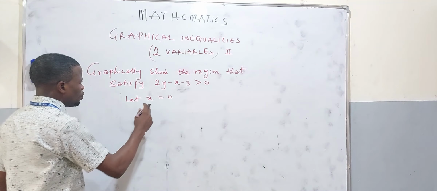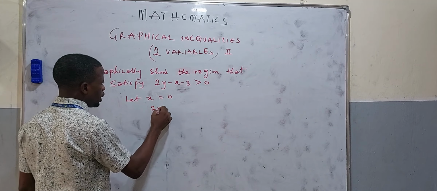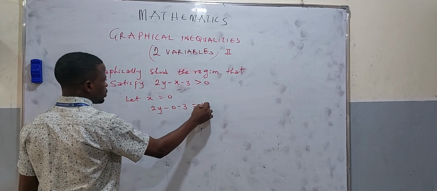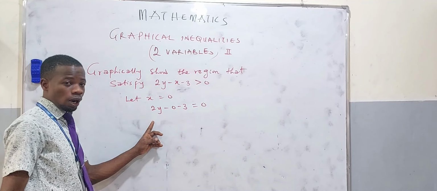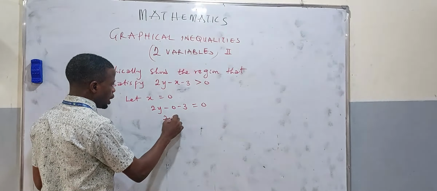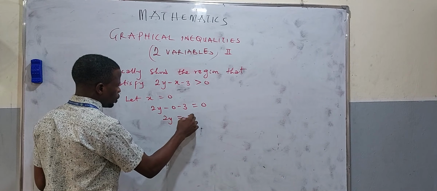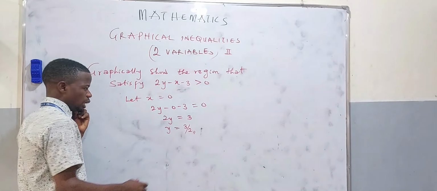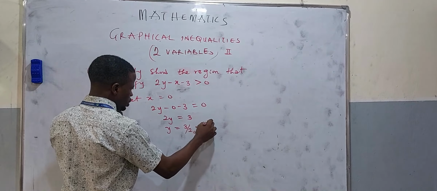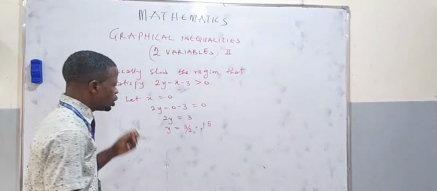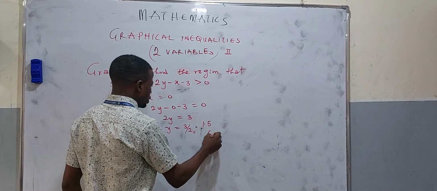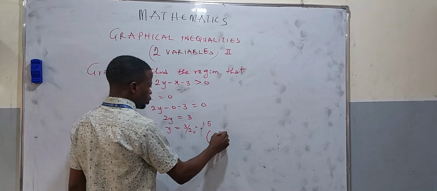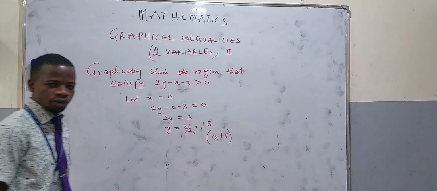So we have x is equal to 0, that implies 2y minus 0 minus 3 is equal to 0, so that you can get the value of y. That implies that 2y is equal to 3, then y is equal to 3 over 2, which is 1.5. So the coordinates are: when x was 0, y was 1.5.